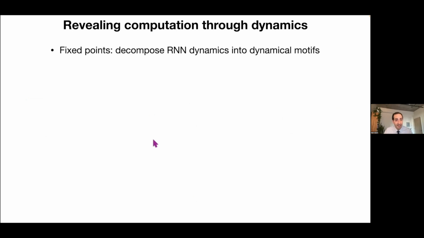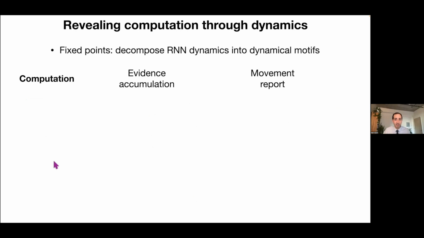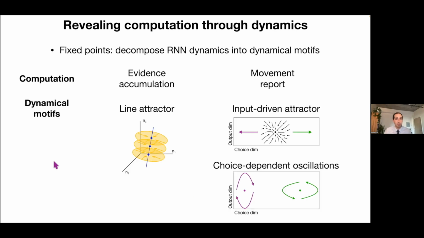So taking stock again, this fixed point analysis technique decomposes RNN dynamics into interpretable dynamical motifs. I trained RNNs to perform two decision-related computations, evidence accumulation and movement report. And this showed us again how dynamical motifs can compose to perform computation. The line attractor performs the computation of evidence accumulation, and this input-driven attractor reconfigured into choice-dependent oscillations. These are the motifs that compose to perform a movement report.